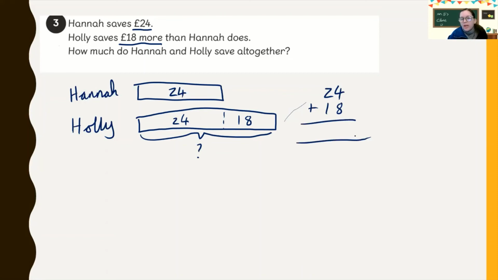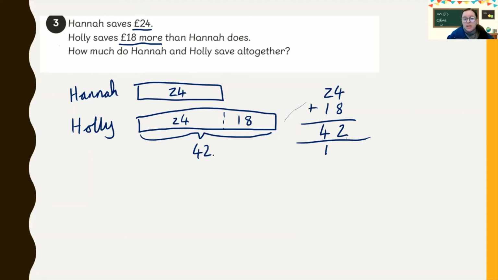So what is 4 add 8, or 8 add 4 might be easier because then you only have to count on 4. 8, 9, 10, 11, 12. Remember the 10 goes under there. 2 add 1 is 3, add another one is 4. So Holly saves, we do know this now, £42.